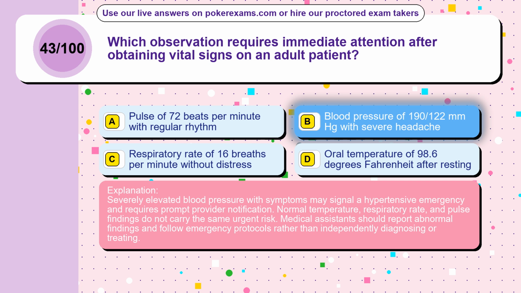Severely elevated blood pressure with symptoms may signal a hypertensive emergency and requires prompt provider notification. Normal temperature, respiratory rate, and pulse findings do not carry the same urgent risk. Medical assistants should report abnormal findings and follow emergency protocols rather than independently diagnosing or treating.